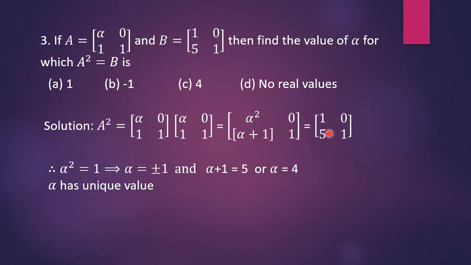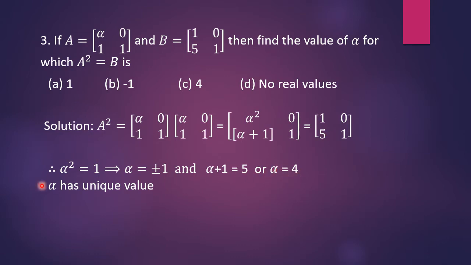So two matrices are equal if and only if corresponding values are equal. You know that two matrices are equal if the corresponding entries are equal. Therefore, alpha square should be equal to 1, which implies alpha is equal to plus or minus 1. There is one more here. Alpha plus 1 is equal to 5. That means alpha is equal to 4.